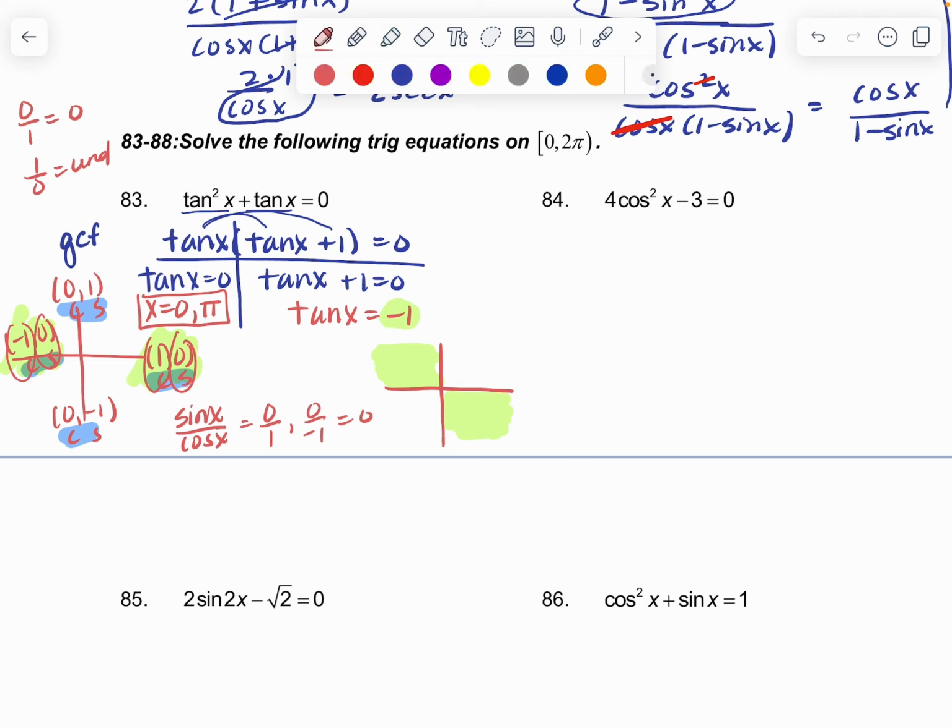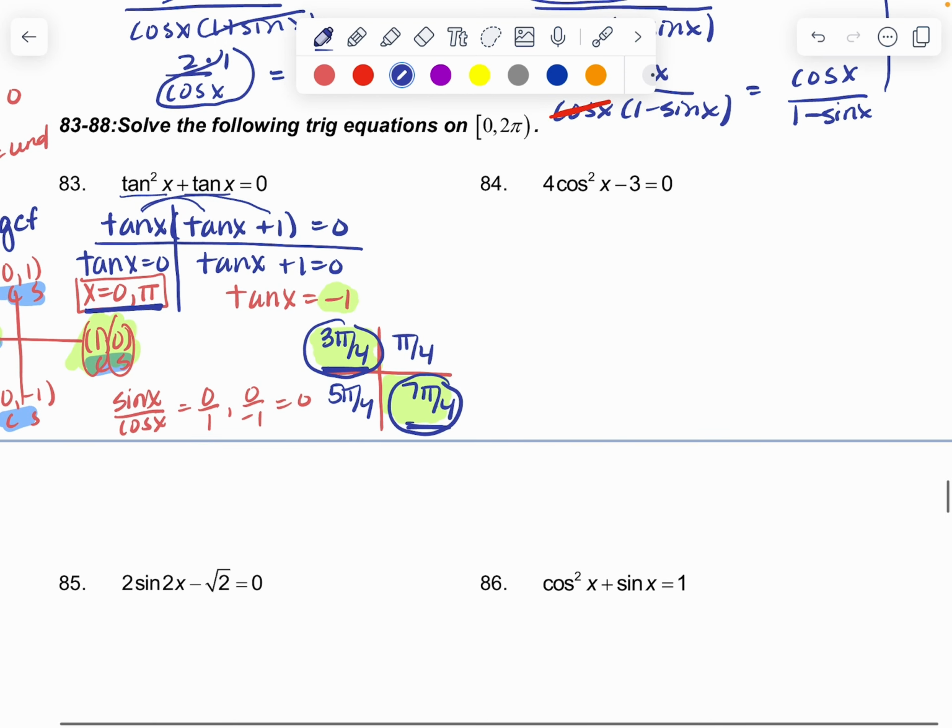Now, tangent equals 1 at pi over 4. So let's count by pi over 4s: 1 pi over 4, 3 pi over 4, 5 pi over 4, and 7 pi over 4. And my answer is going to be the highlighted ones, so 3 pi over 4 and 7 pi over 4. So actually, this problem has 4 answers: the 0 and the pi, and then the 3 pi over 4 and the 7 pi over 4. Okay? All right, number 84.